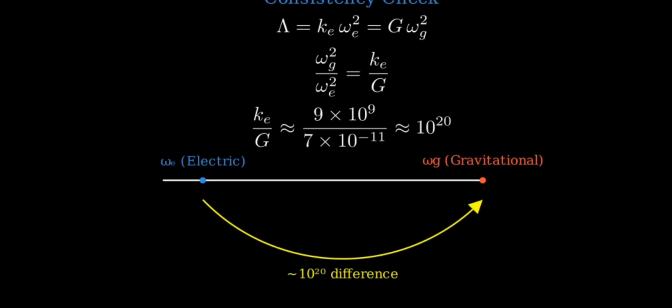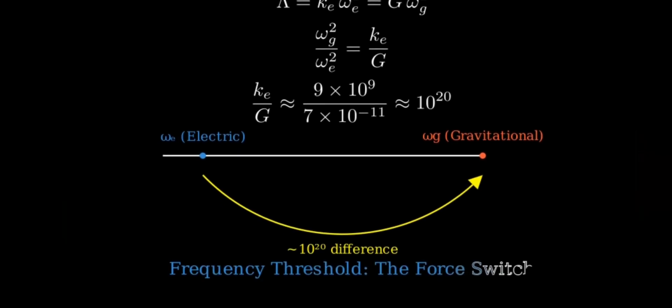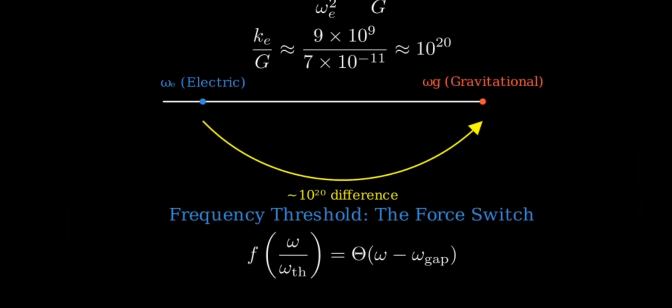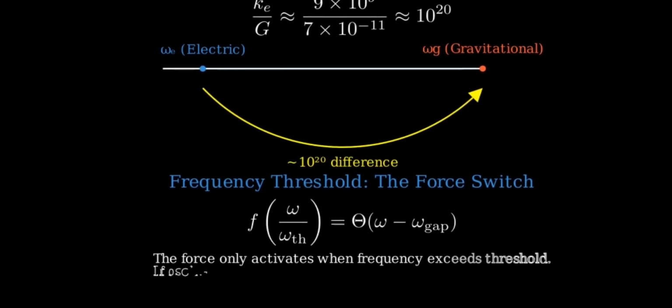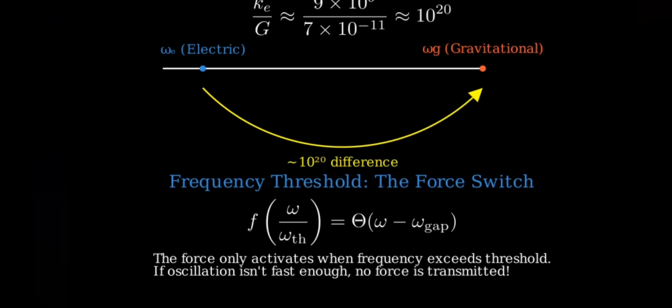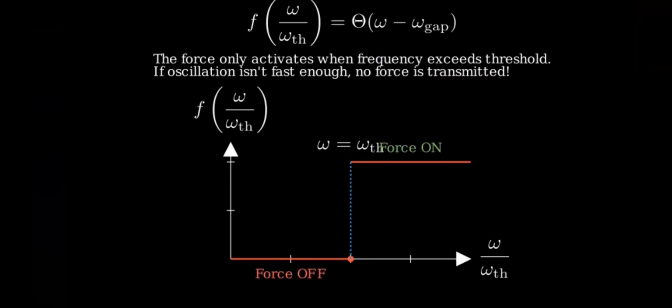Another interesting aspect of this unified force equation is the frequency threshold concept. We can introduce an on-off function f of omega divided by omega threshold, which equals the Heaviside step function of omega minus omega gap. This function essentially gates the force to zero below a threshold frequency. This suggests an interesting interpretation. The force only activates when the frequency exceeds a certain threshold. In plain language, if the oscillation isn't fast enough, no force is transmitted. This is similar to how some quantum forces, like the strong nuclear force, disappear below a certain energy threshold. Let's visualize this switch effect with a diagram.